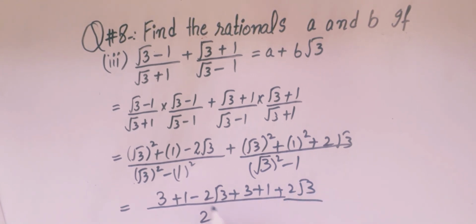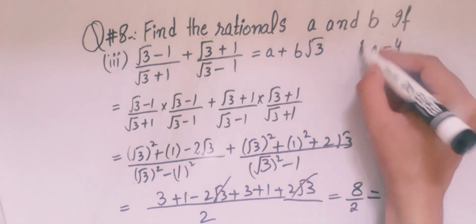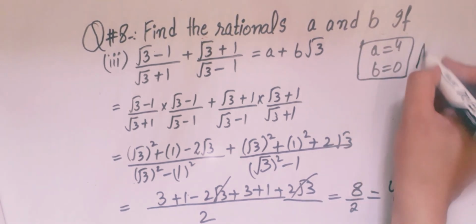2 square root of 3 and minus 2 square root of 3 will be cancelled. We have 3 plus 1 is 4 and 3 plus 1 is 4, 4 plus 4 by 2. So 8 by 2 will be equal to 4. So here we have value of A is equal to 4 and B is equal to 0. So this is the answer of this question.